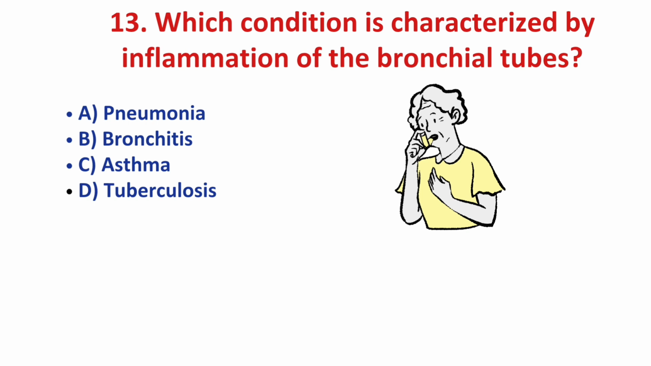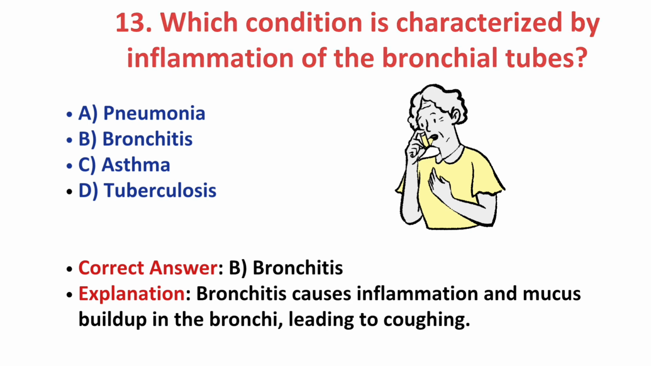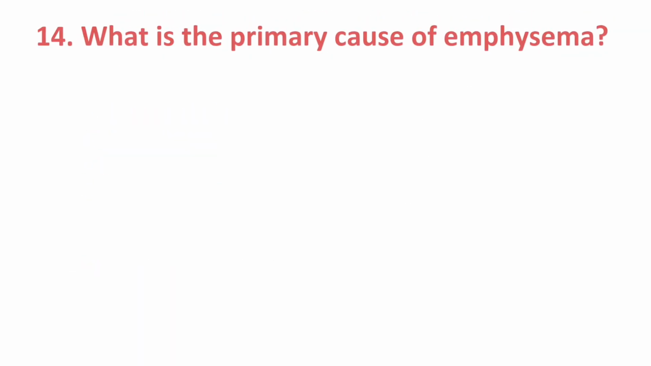Question number 13. Which condition is characterized by inflammation of bronchial tubes? Options are pneumonia, bronchitis, asthma and tuberculosis. And the correct answer is option B, bronchitis. Bronchitis causes inflammation and mucus buildup in the bronchi, leading to coughing. Itis itself is called inflammation. So inflammation of the bronchial tube is called bronchitis.